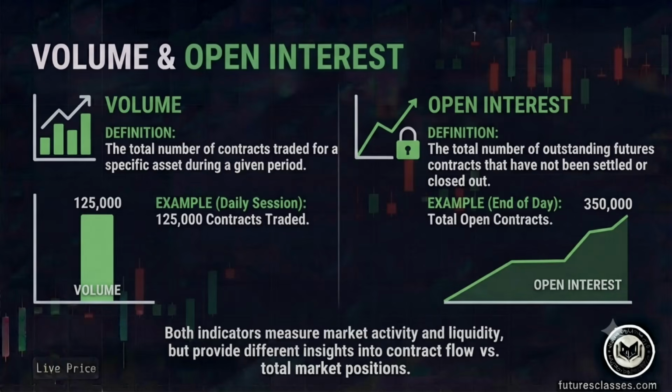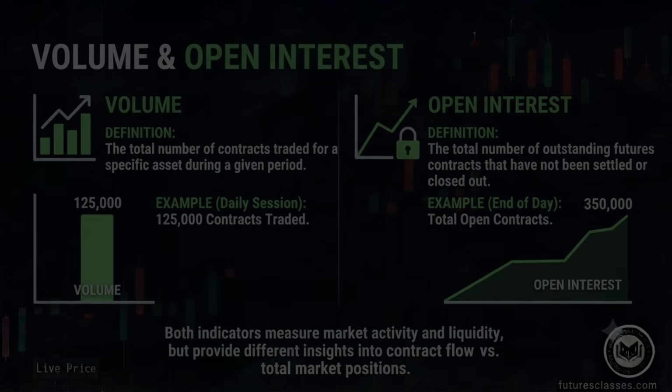To gauge market momentum, traders look at volume, the total number of contracts traded during a specific period, and open interest, which tracks the total number of open contracts still held by participants at the end of the day.